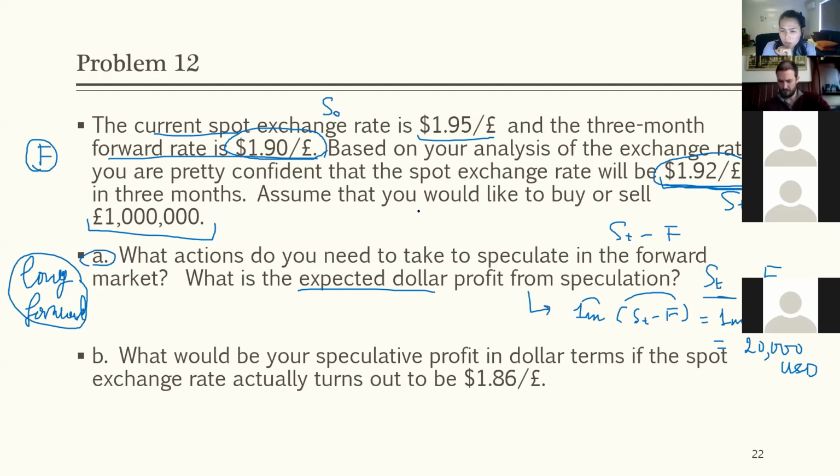Question B. Now suppose that your expectation turns out to be wrong and the market in the future is going to be 1.86. Okay. So in this case, what will happen? Negative $40,000. Exactly. Yep. So in this case, this is lower than F. So you end up buying higher than the market, so you end up with a loss. Okay. So here it's going to be 1.86 minus 1.90. So that would be minus 40,000.